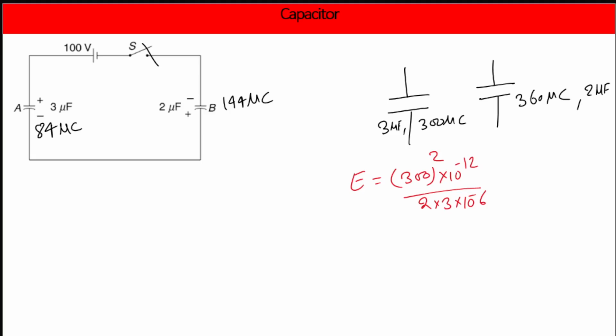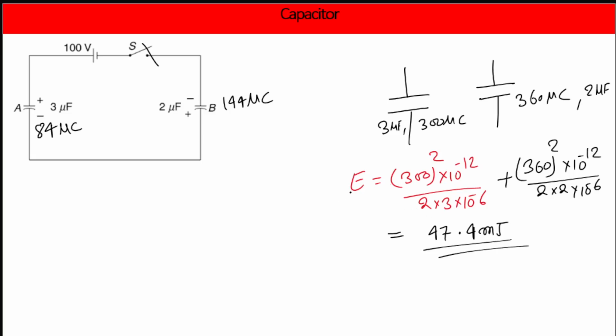Okay, and the energy on the second capacitor initially will be how much? Charge is 360. So 360 square into 10 to the power minus 12 divided by 2 into its capacitance into 10 to the power minus 6. Okay, so if you add these two, how much are you going to get? 47.4 millijoule. So this is the initial energy stored on the capacitors. Now, after the connection is made with the switch, what will be the energy left on the capacitors? First, let us talk about that.